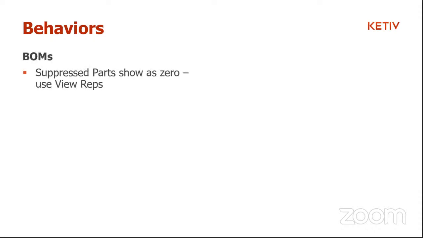Okay, so let's come back to the presentation here for just a second. Let's talk about the behaviors. So bills of material, this is a big one. I mentioned that suppressed parts show at 0. So the fix or the answer to that, because you don't want to create a parts list on your drawings that have 0 quantities, is to use view reps, and I'll show you what I mean by that here in just a sec.